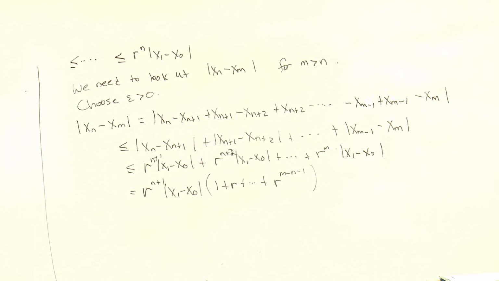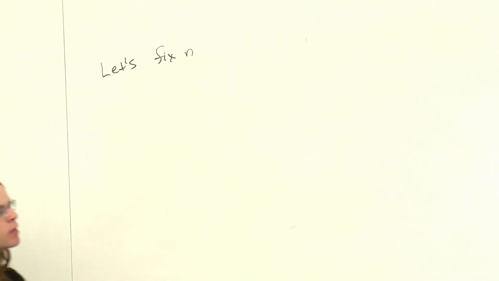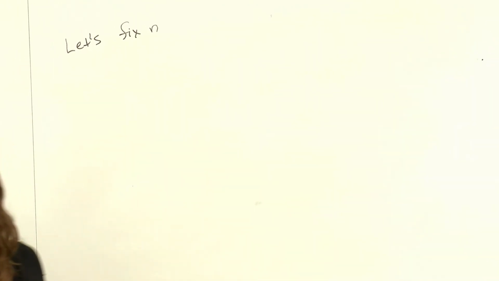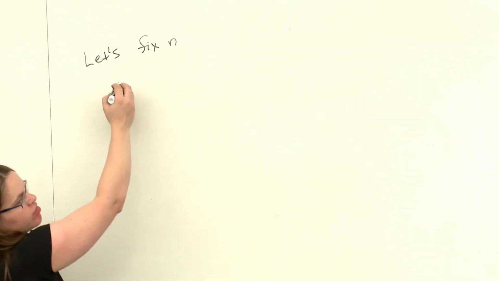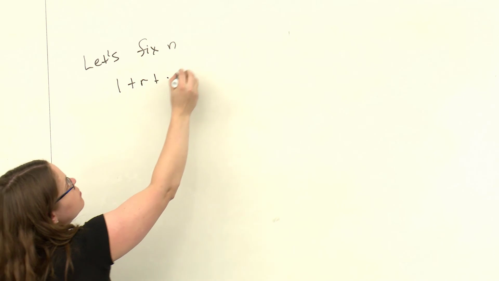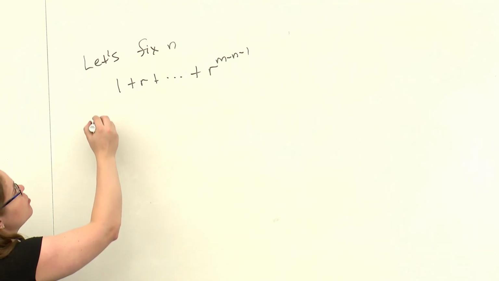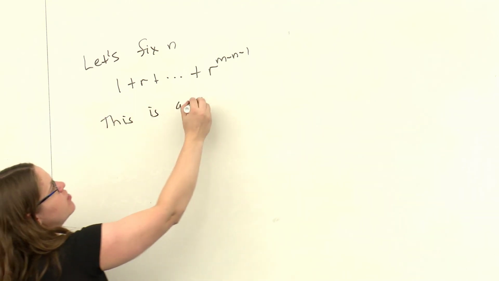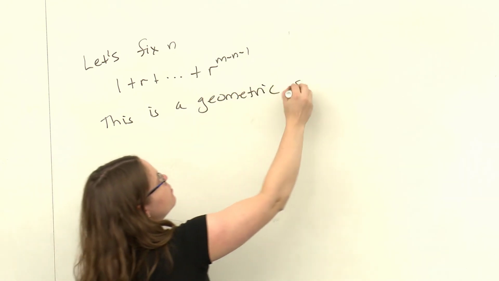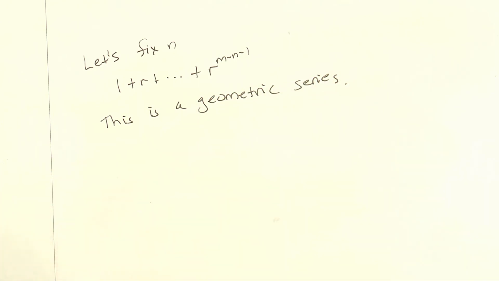Okay, so let's fix n for a minute, and we're going to let m get bigger and bigger. What do we know about this? It looks like a geometric series, right? So this is a geometric series. And it's monotonic, right? As m gets bigger, the value of this gets bigger.